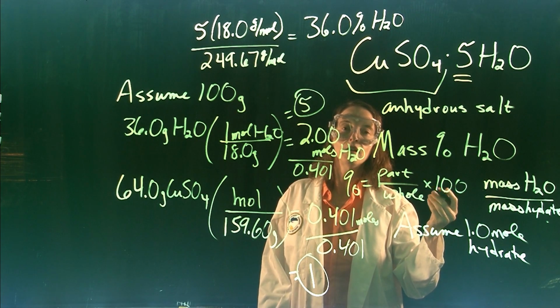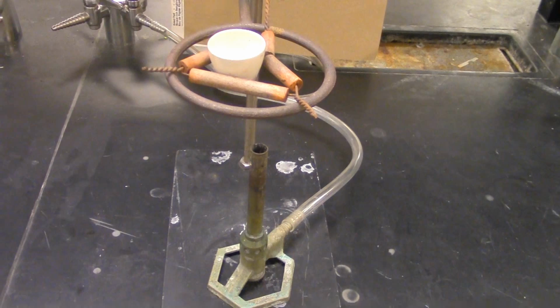In the lab, you're going to take a hydrate and weigh out a certain amount of it, put it in a crucible, and then heat the hydrate so that you drive off the water. You're going to weigh it after you heat it up, and you'll take the difference in mass before and after heating, and that will give you the mass of water.